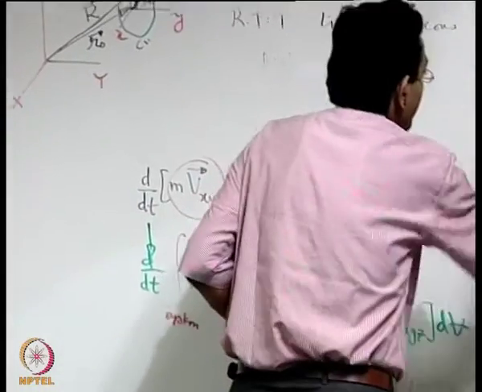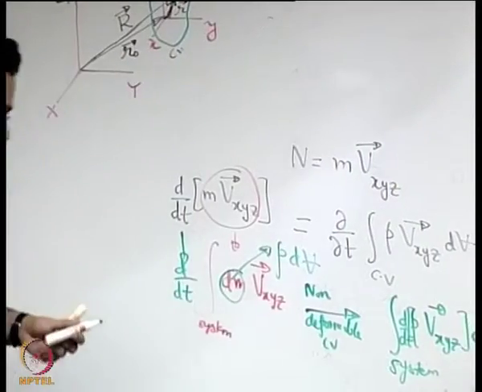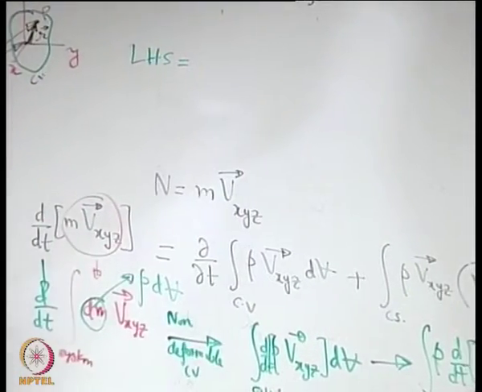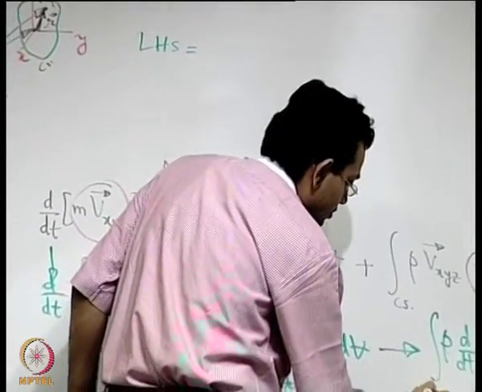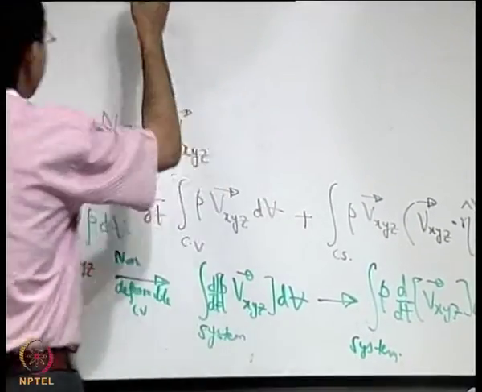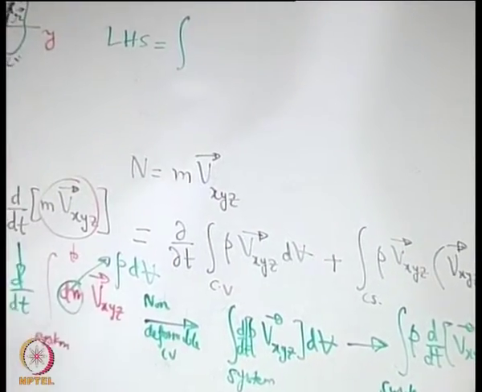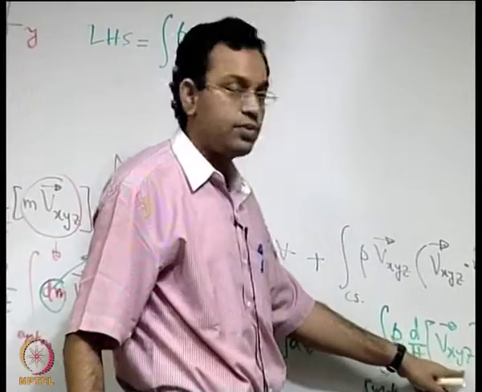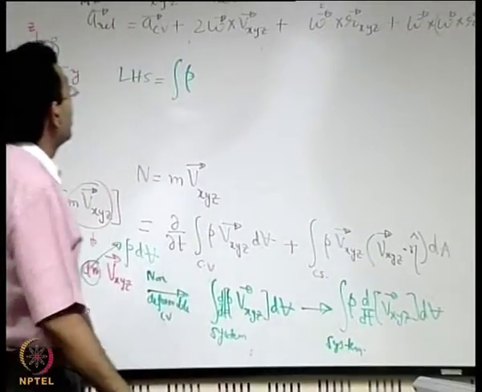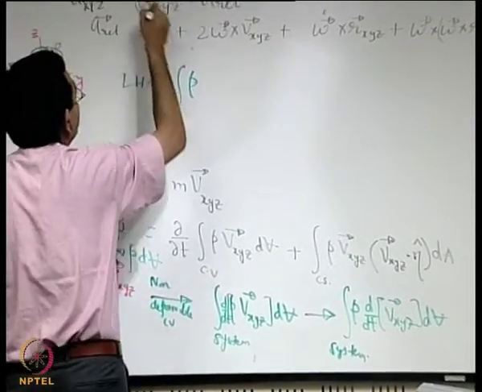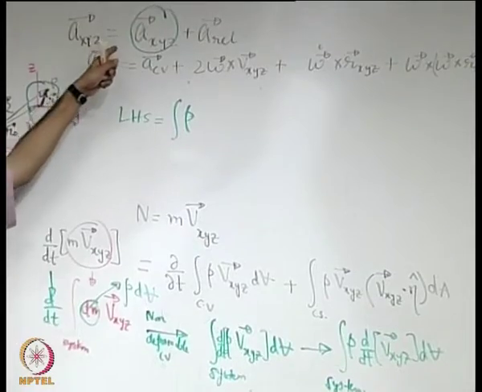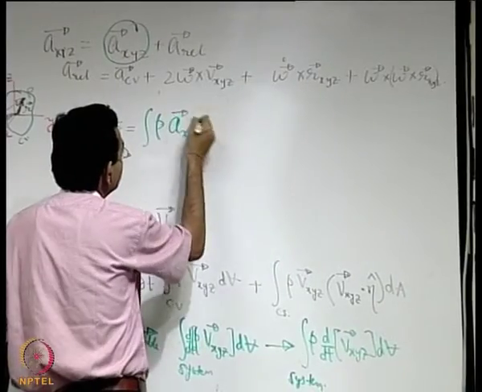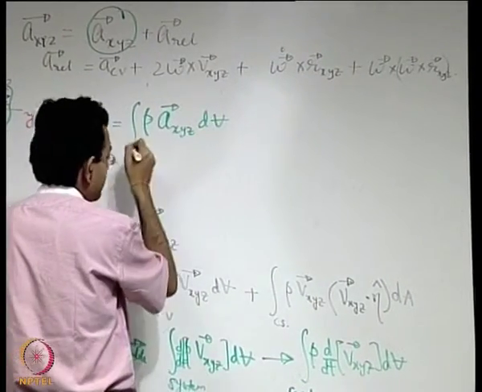So, in the next step we will write the left hand side simplification. This is again system. We have to keep in mind the assumptions that we made. So, you have the rho, and what is d/dt of V small xyz? This is the acceleration small xyz, what is appearing here. So, this is rho acceleration small xyz dV, system.